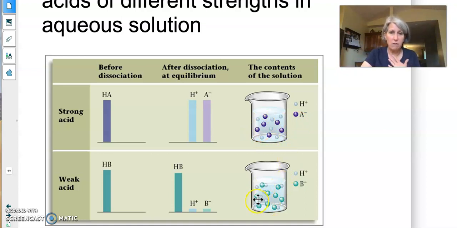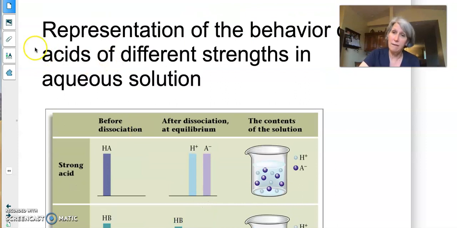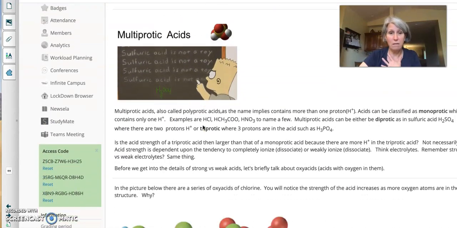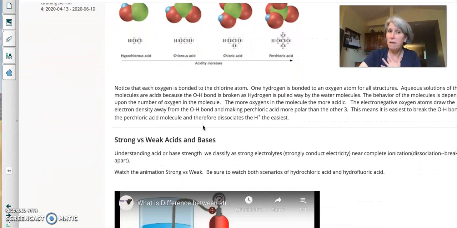Compared to a weak acid here, notice how right here and right here and right here, that's staying together. It's HB in this example. That represents a weak acid. Only a small portion completely dissociates. And you wouldn't even call it completely dissociating at all, only a small portion. So we call this a very small portion of dissociation. We're going to learn more in the next lesson on the next day as far as what that really all means. Right now, all I want you guys to know is there's a difference between a strong acid and a weak acid.